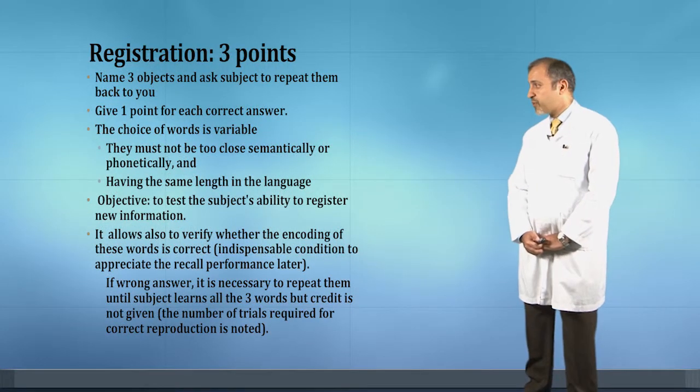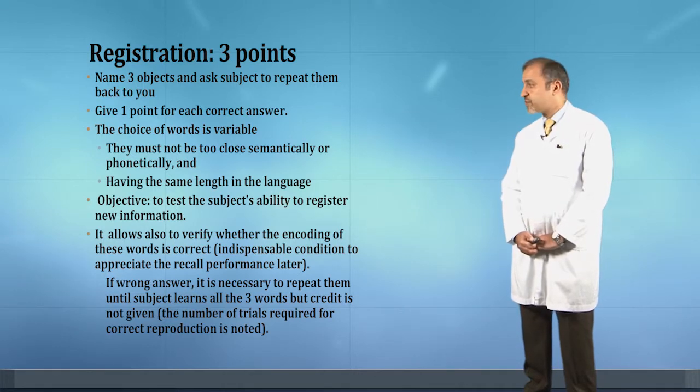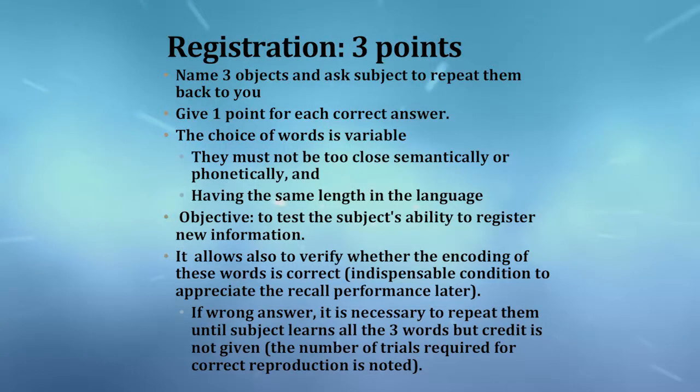Registration is a 3-point scale, and the patient is given 3 objects to remember and should repeat them immediately. The choice of words are variable. They must not be too close semantically or phonetically and have the same length in language. An example would be ball, glass, and the color red. The objective is to test the subject's ability to register new information.